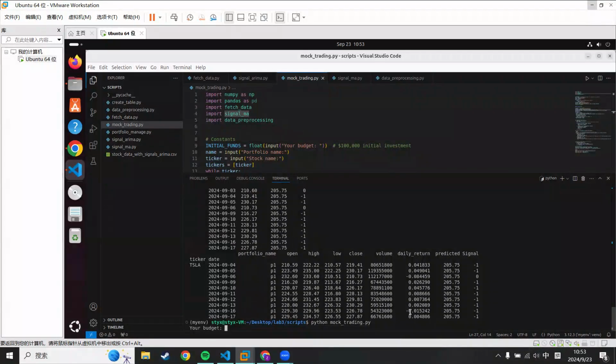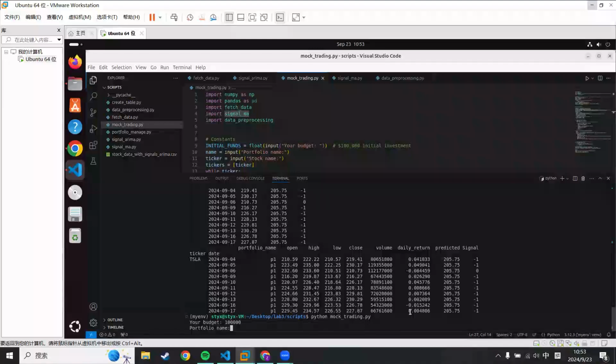For this environment, the user can give some input like budget. So we just give it 100,000 and also the portfolio name. If the portfolio does not exist, it will create another one.